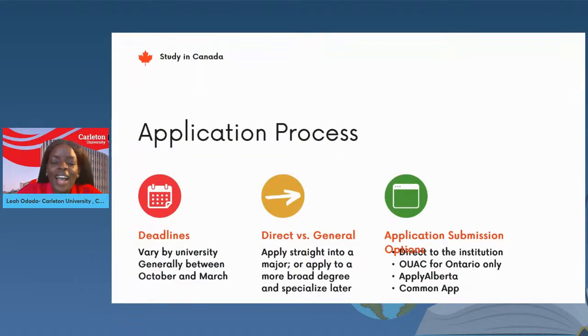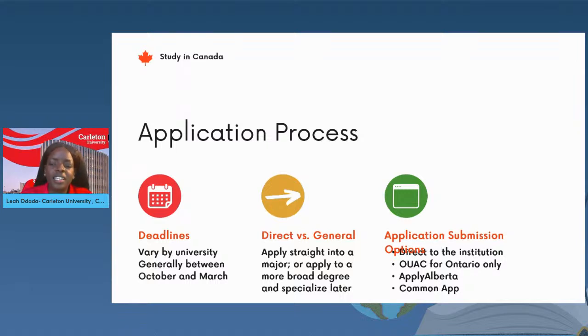So I know you've heard about UCAS and Common App. Unfortunately, Canada does not have one general application platform. So when you're looking to apply to Canada in all of our different provinces, it might vary. I will use the province of Ontario, which is where we're located, as an example. The province of Ontario does have one common application. It's called the Ontario University Application Center.